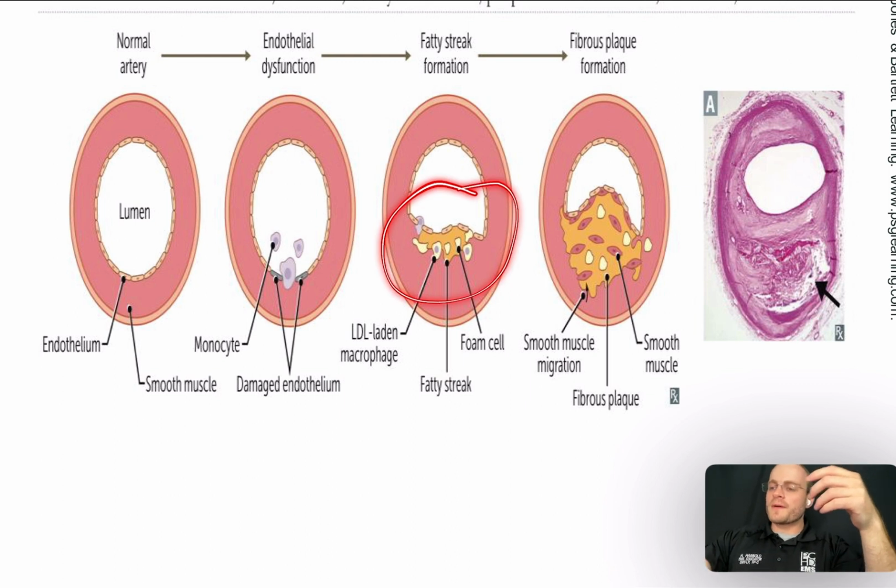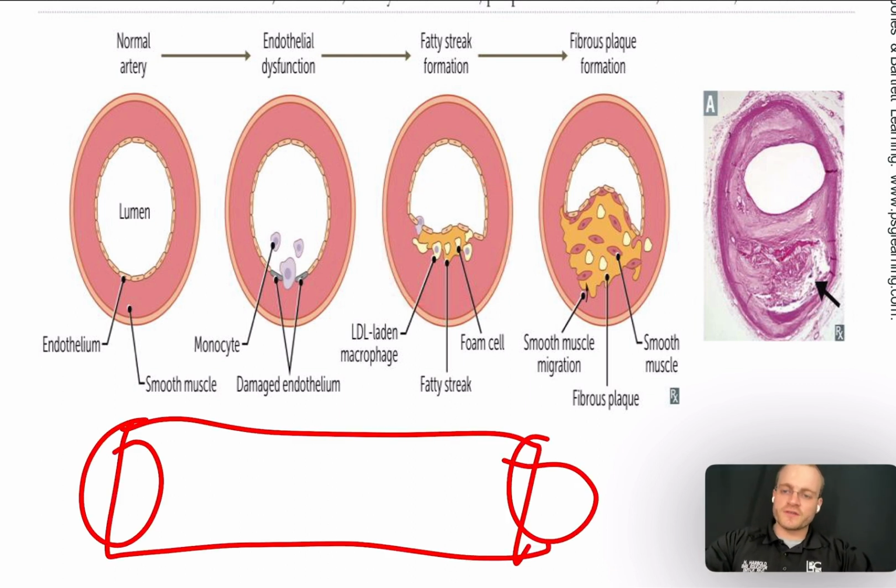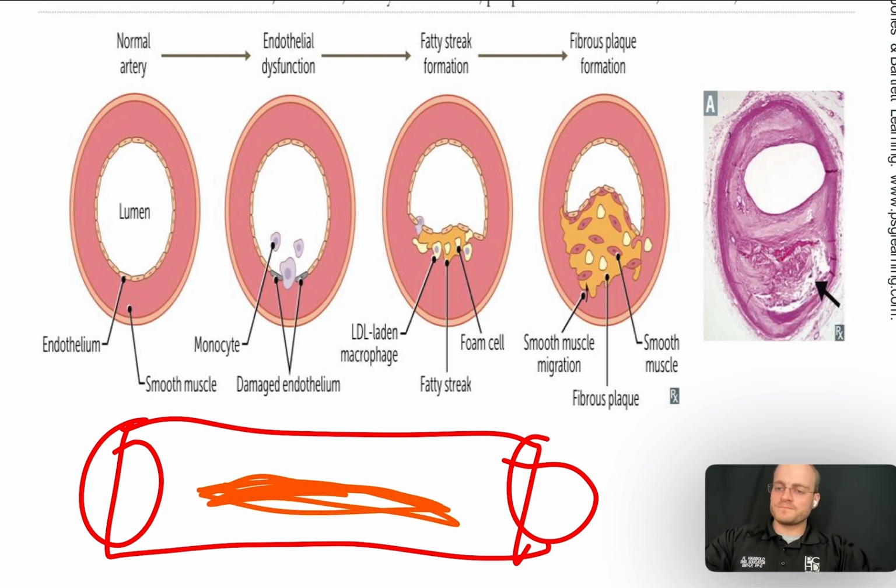So think about it. You have this vessel. Let's just say we're looking at it from a different angle. These are the ends of the vessel. Now you have this literal streak of fat in it. And the original, let me draw it this way.